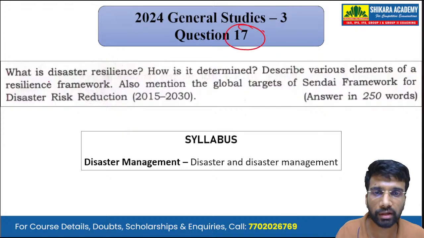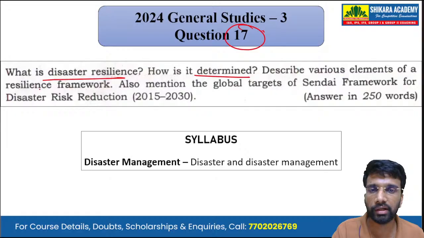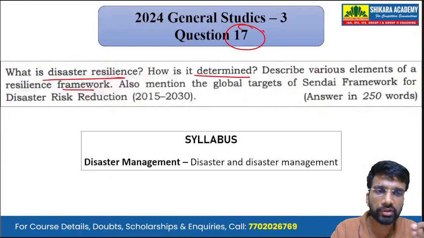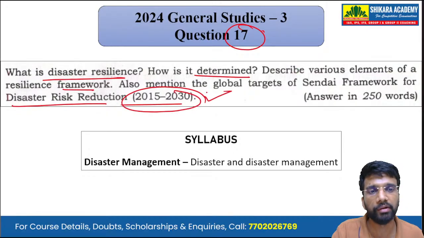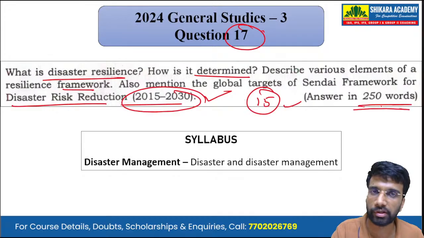What is disaster resilience? How is it determined? Describe various elements of a resilience framework. Also mention the global targets of the Sendai Framework for Disaster Risk Reduction, that is from 2015 to 2030. Now it is also a 15-mark question that we have to answer in 250 words.